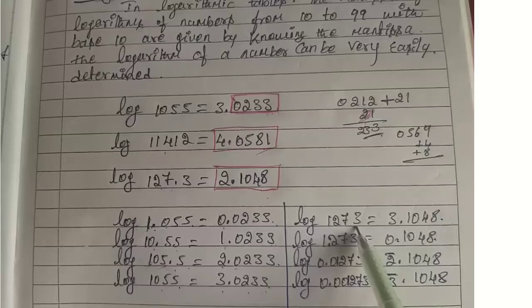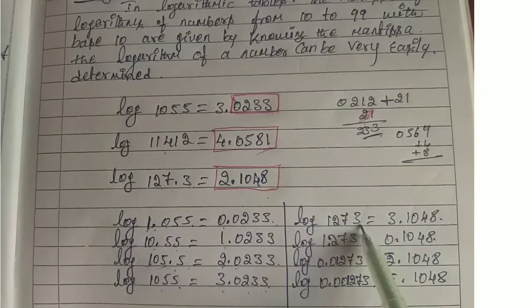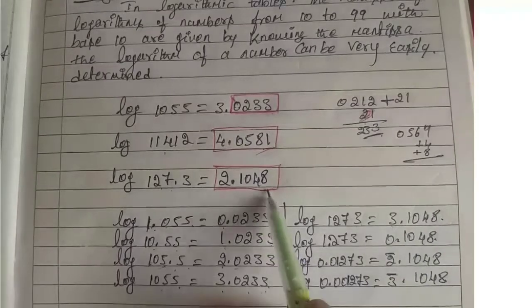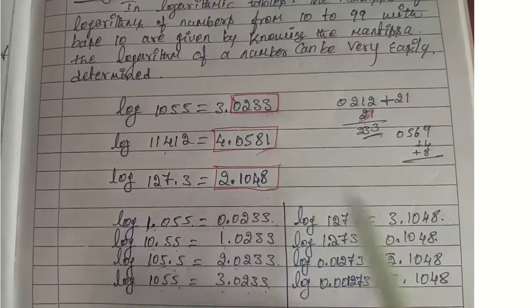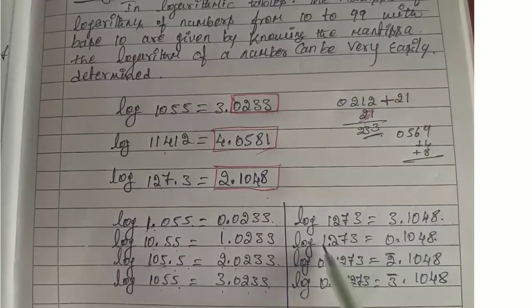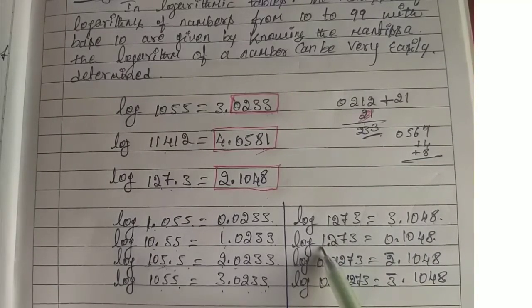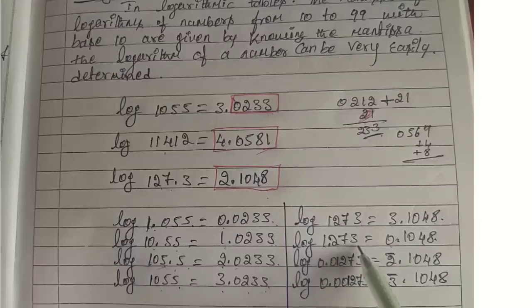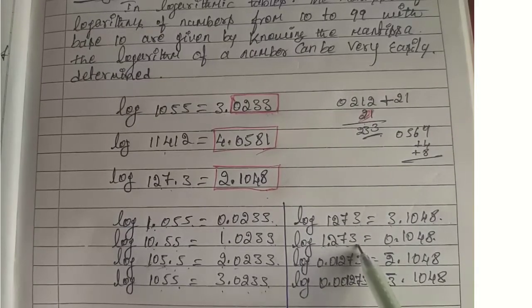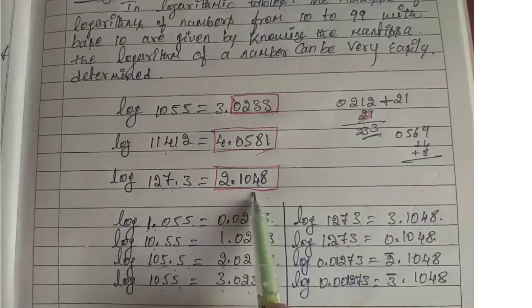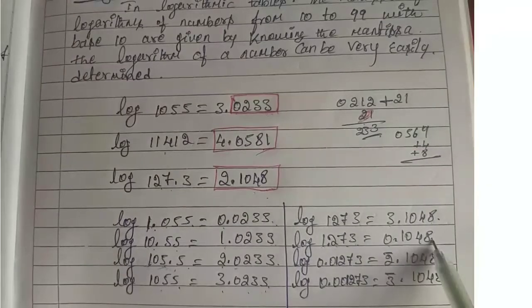Here I have done one more example for the same. 1273. How many digits? 4 digits. 4 minus 1 is 3. So the Mantissa value will never change, 1048. So 1.273, how many digits? 1. 1 minus 1, 0. So 0.273 is there. For this 273, the Mantissa value is 1048. I have copied 1048.